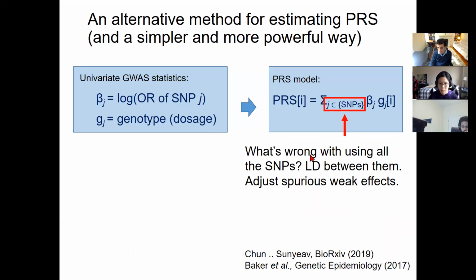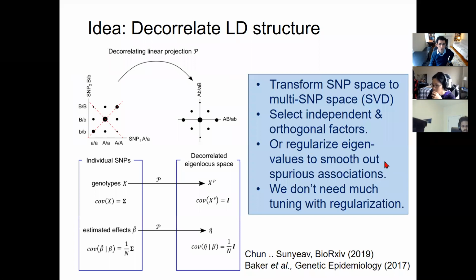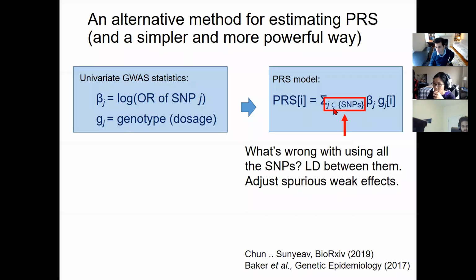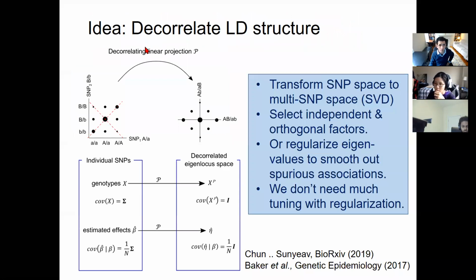There's a challenge with using all of the SNPs, and the reason is that there's linkage disequilibrium between them. We will be adding additional spurious effects because some of that effect might already be explained by the other SNPs in that locus. One way to deal with this is to do pruning and remove the additional correlated SNPs. Another way is to explicitly decorrelate the LD structure.